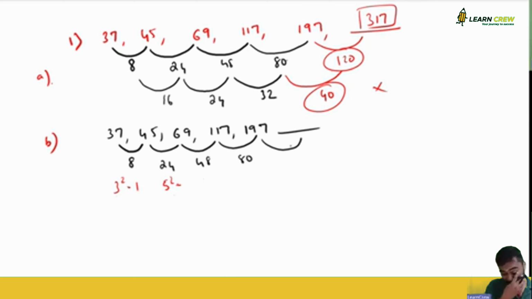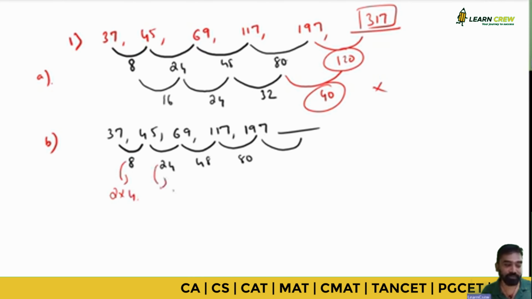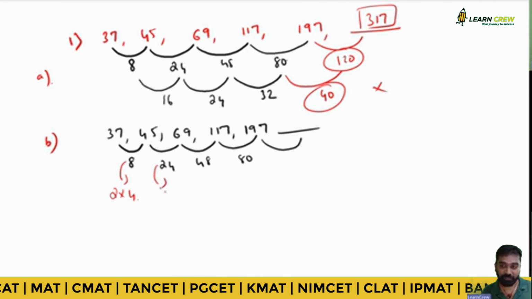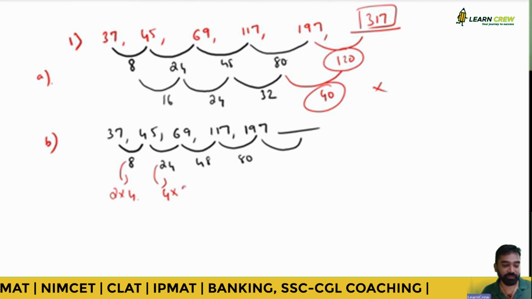Think about all the different ways you should identify. What else can you do? How can you find the multiple of this? It is 2 into 4. This one is going to be 6 into 4, or we can take it as 4 into 6.